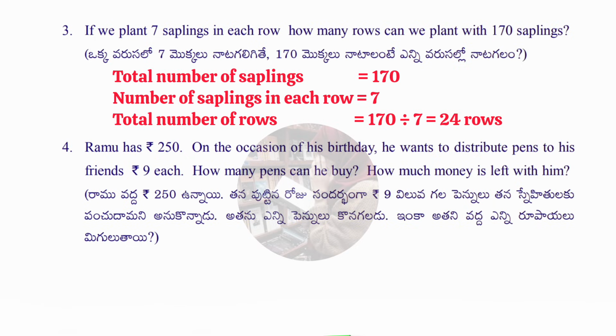Here if they asked how many leftover saplings, then you have to write down 2. But here they didn't ask. They have asked how many rows. Only rows they have asked. So that's why I write down 24 rows.